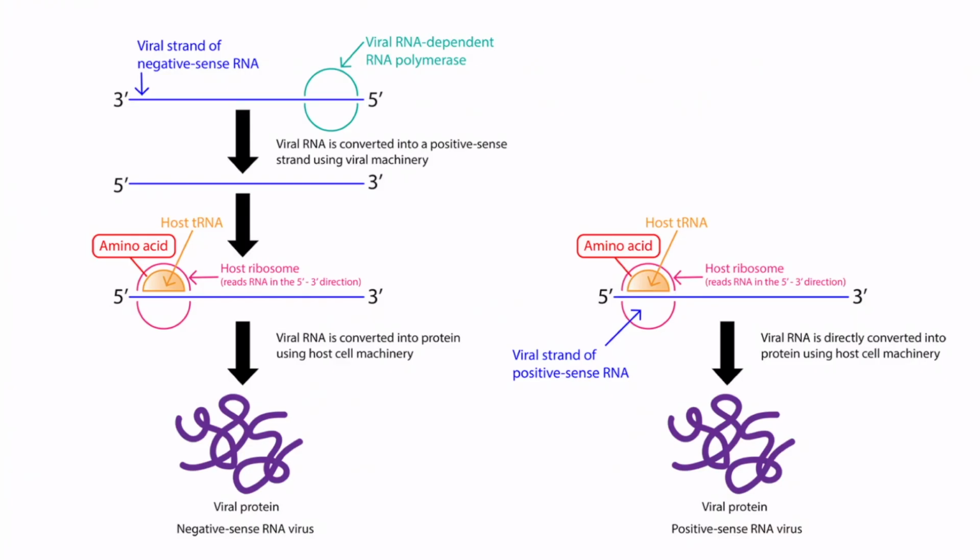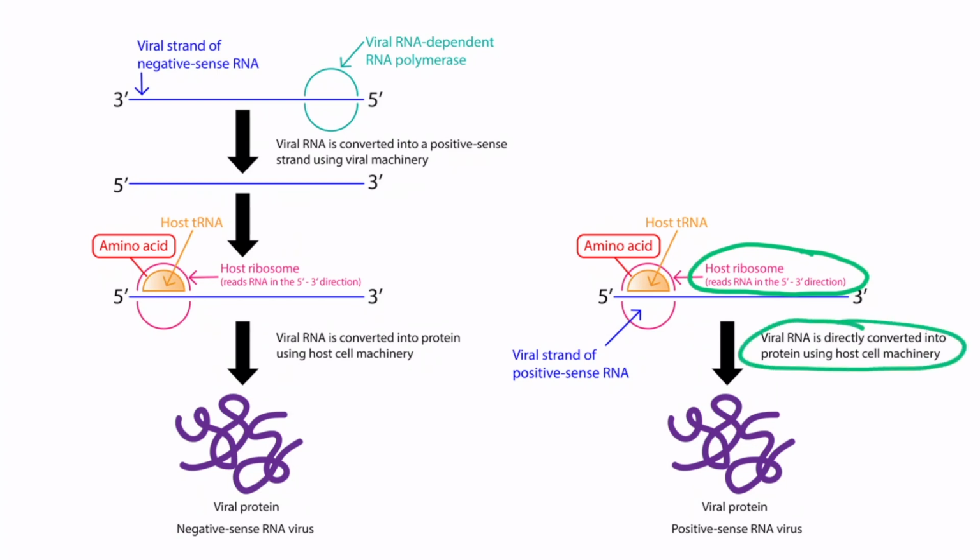On the left, you can see how negative sense viruses are translated, and on the right, you can see how positive sense viruses are translated. Let's focus on the right first. Notice that a positive sense sequence of RNA just means that it's oriented in a 5' to 3' direction. This is important because host cell machinery, such as the host ribosome and host tRNA, only function in the 5' to 3' direction. So we can see that the viral strand of RNA enters the host cell and is directly translated into protein using host cell machinery.